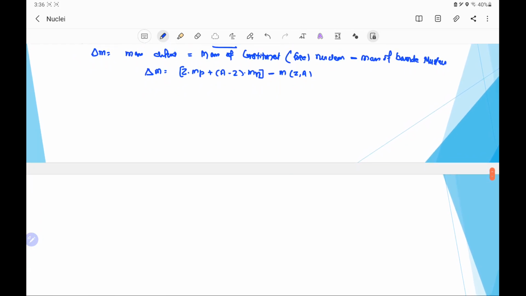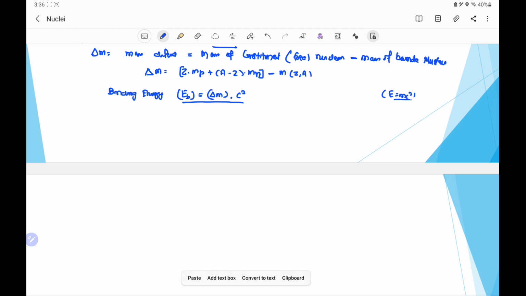So from the Einstein's law of mass energy conversion, we can write that binding energy EB is equal to mass, which is the mass defect, into c square. Einstein's relation is E equal to mc square. This is the mass energy equivalence relation. This binding energy is for the total nucleus.